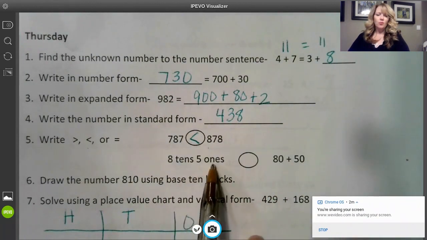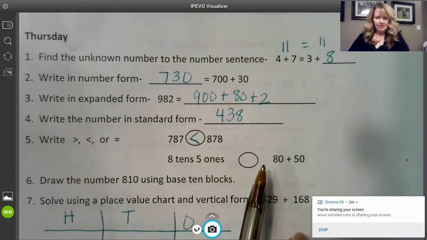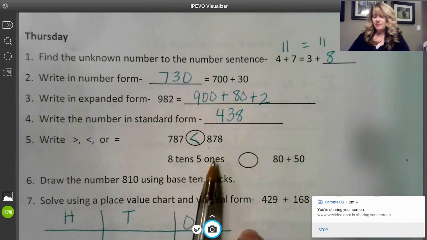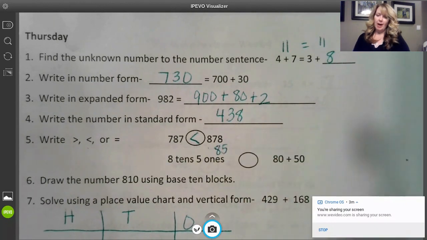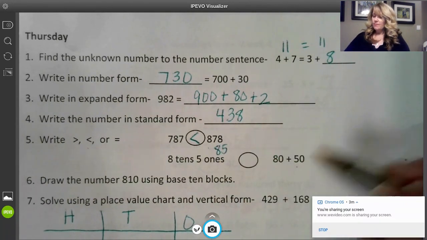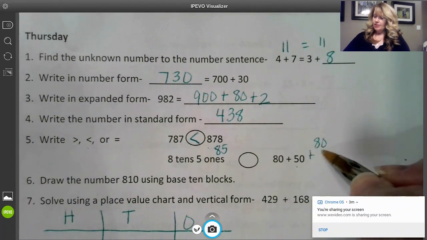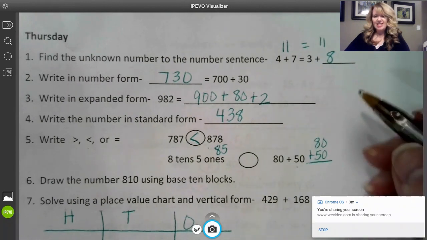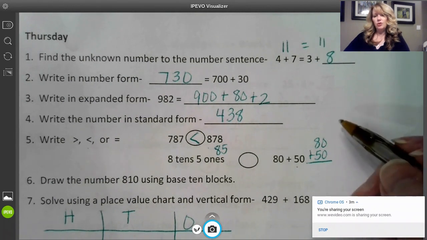Okay, so for this one, we need to read it and solve both sides before we can go and compare the numbers. So we have 8 tens, 5 ones. So we can write 8 tens, 5 ones like that. Over here, we're adding 80 plus 50. Now I like to write it vertically because it's easier for my brain to add it. So that's always a good choice for you to do.